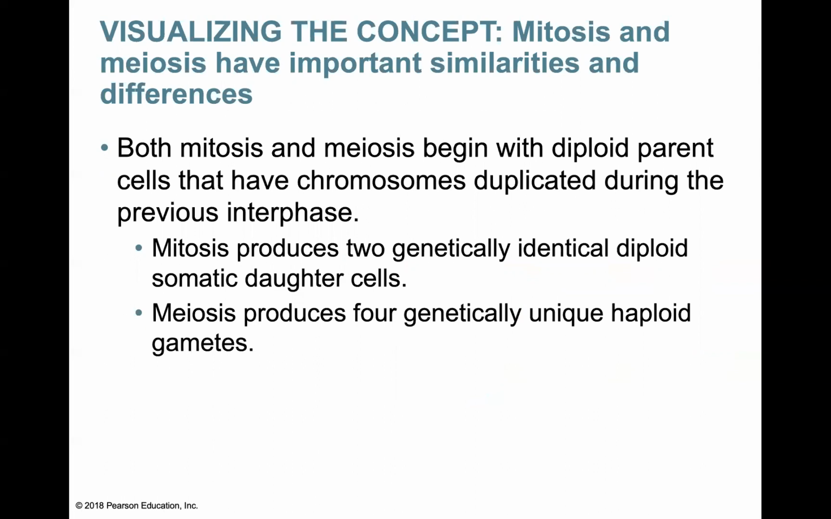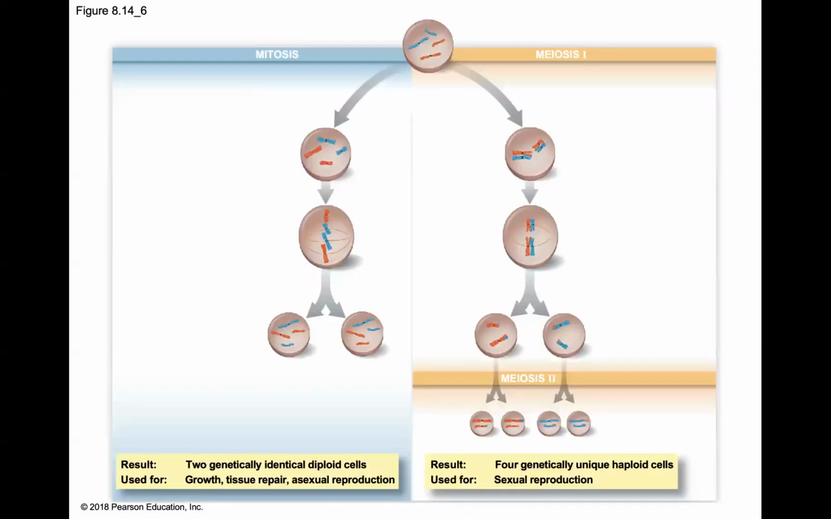We talked about G1, S, and G2. Those are all happening as similarities, right? But then when we get to M phase, we've got mitosis that will produce 2 genetically identical diploid somatic daughter cells, okay? And meiosis producing 4 genetically unique haploid gametes, right? So mitosis produces somatic cells, meiosis produces gametes, right? One's going to produce genetically identical, the other's going to produce genetically different or unique, okay?